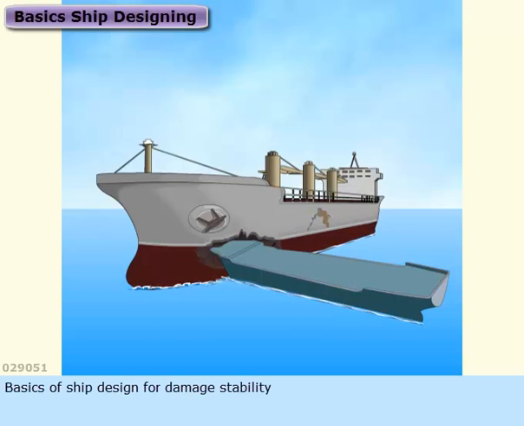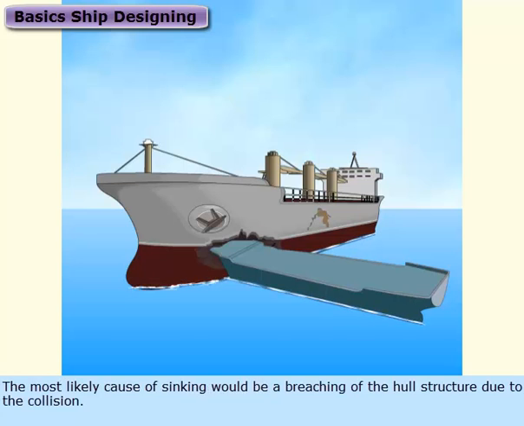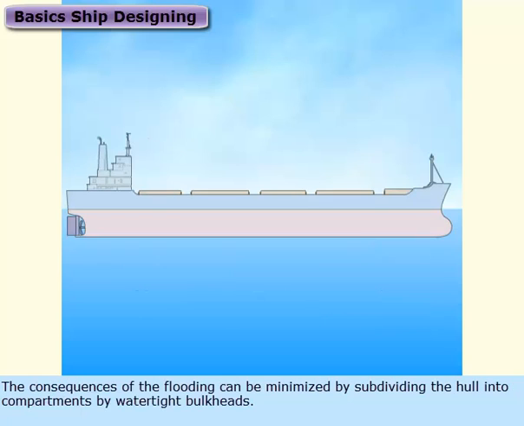Basics of ship design for damage stability. The most likely cause of sinking would be a breaching of the hull structure due to the collision. The consequences of the flooding can be minimized by subdividing the hull into compartments by watertight bulkheads.